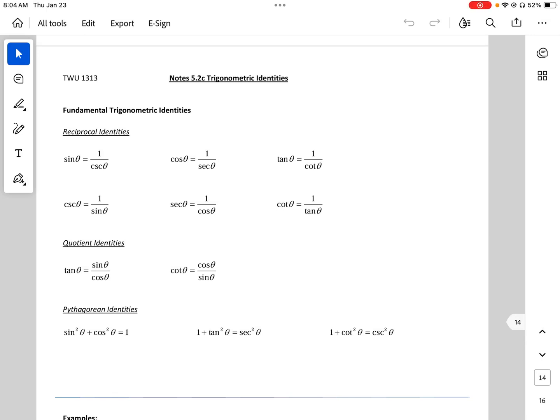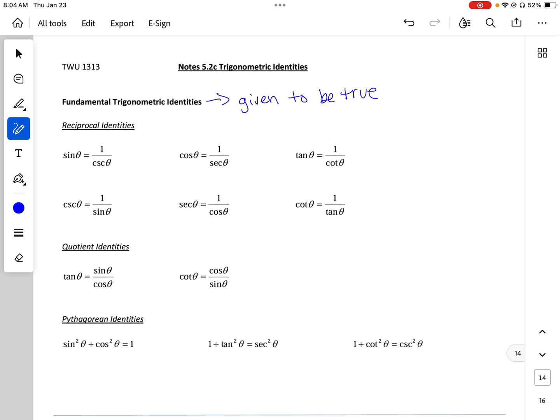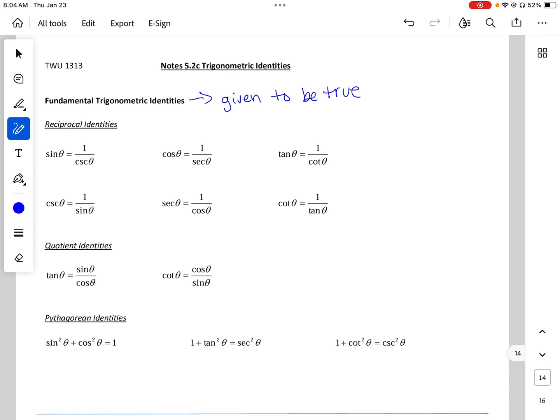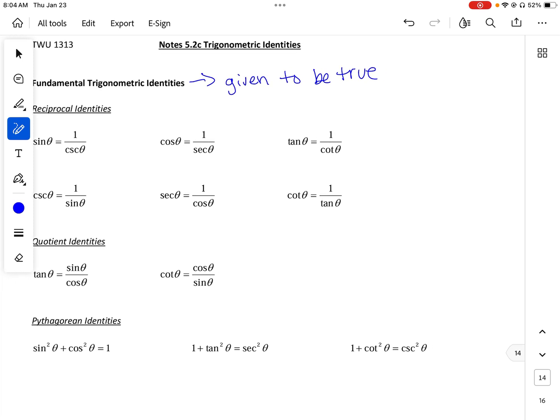So we are going to look at trig identities. So these are things that are given to be true. So we are going to learn the identities and then use the identities to prove certain equations are true.